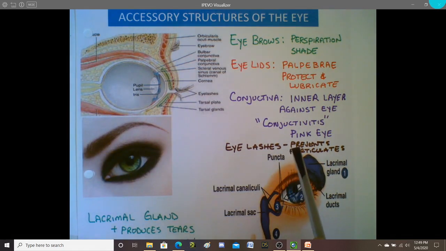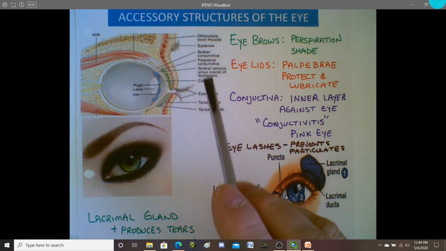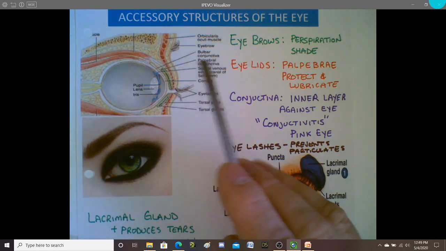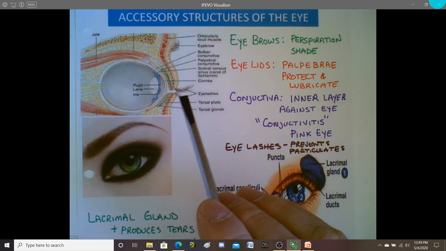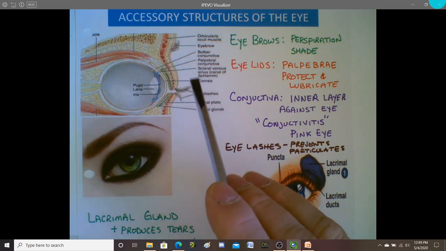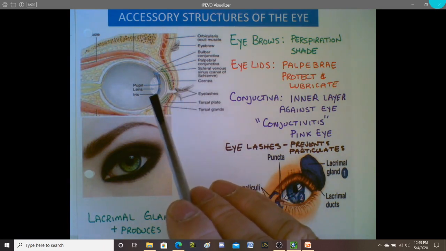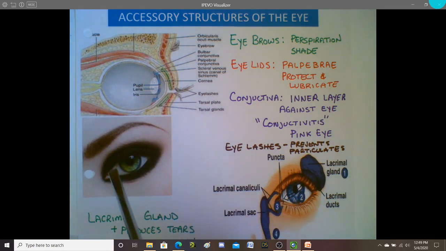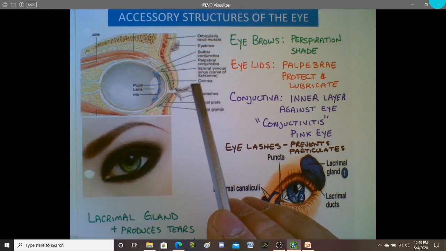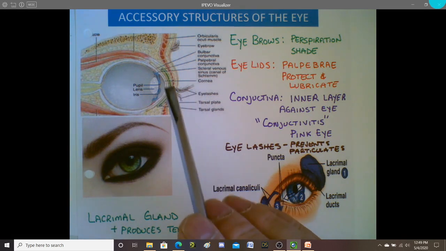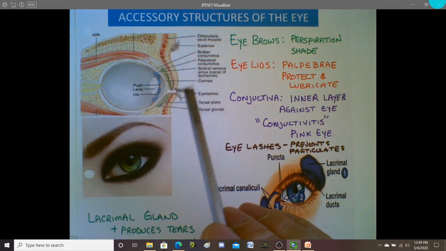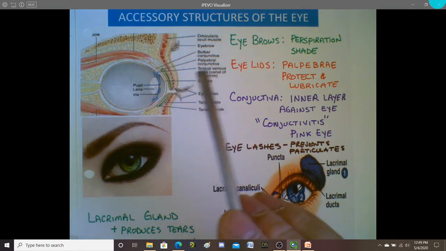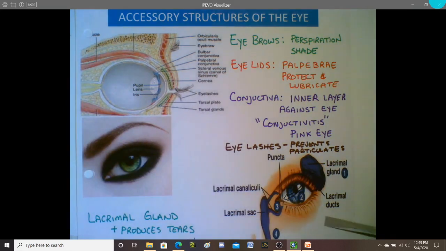They are designed to prevent particulates from getting into your eye. So if you're in a really dusty situation, your eyelashes are going to help divert particulates from getting into your eyeball. So the longer your eyelashes are, the more protection they can provide. So closing your eyes or blinking, these eyelashes can prevent particulates from getting into that eye.